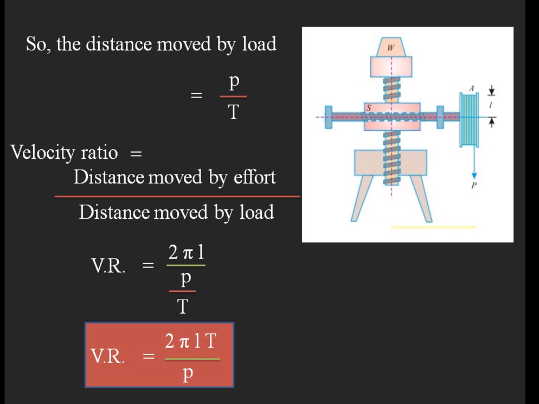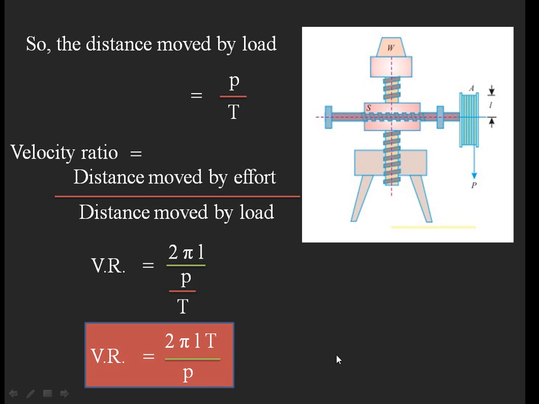L is the radius of this hand wheel, and T is the number of teeth on the worm wheel. P is the pitch of the nut. Sorry, P here means the pitch of the nut only that we need to consider. According to the pitch value of the nut, the distance will be moved by the load. So small p is the pitch of the nut in which the screw of the jack is inserted. Remember that.